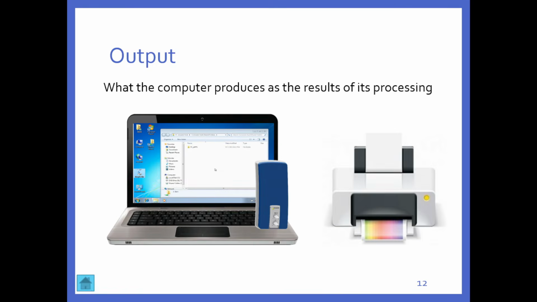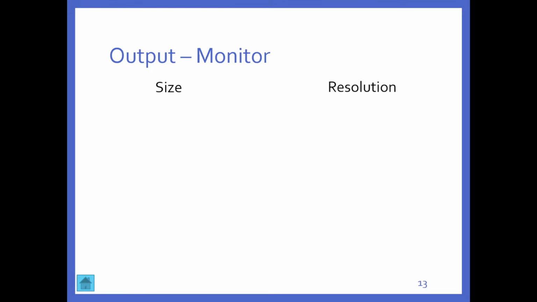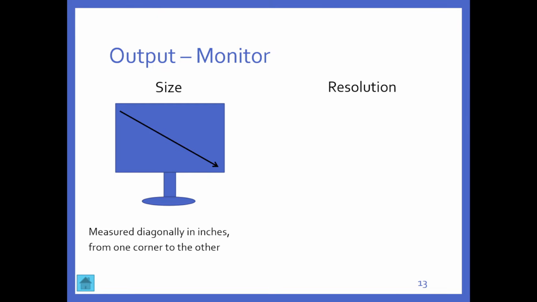Let's look now at output. When we talk about output, this is what the computer produces, what did we say, as a result of processing. We have things like our monitors, our screens, our speakers, our printers. So let's look at our monitor. With our monitors, we have two main things, and that's size and resolution.